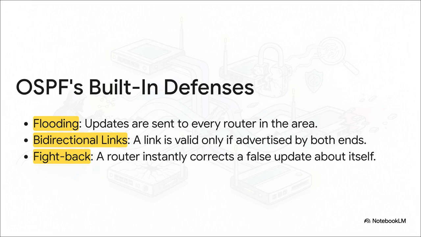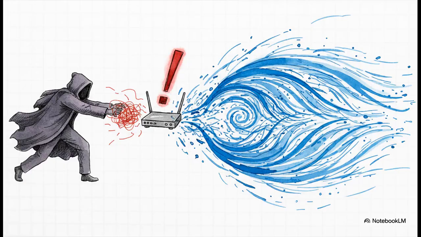A connection is only considered real if the routers on both ends of it agree that it exists. And most importantly, there's something called the Fightback Mechanism. And this fightback idea is absolutely crucial. If a router sees a fake update pretending to be from it, it's designed to immediately scream out to the rest of the network with a correction. This is supposed to be OSPF's main defense against anyone trying to forge routing information.